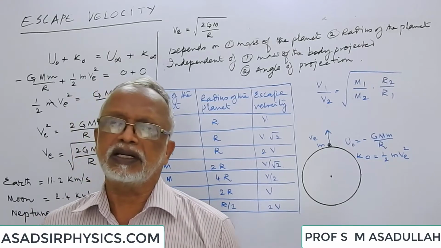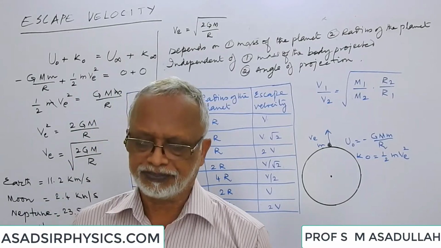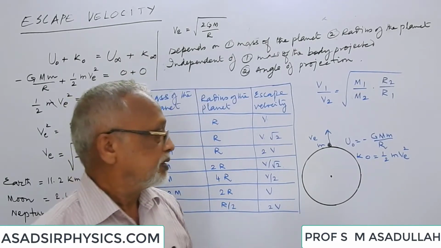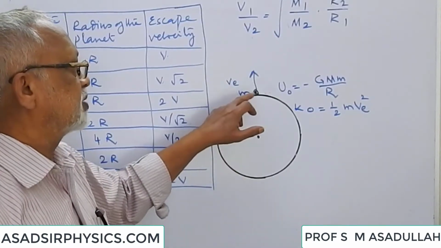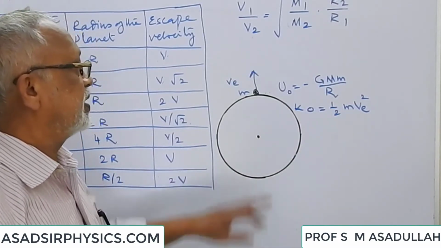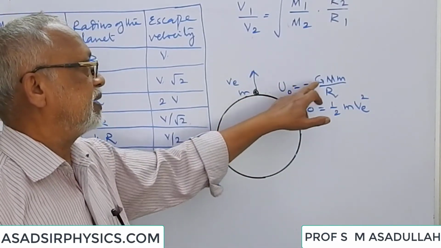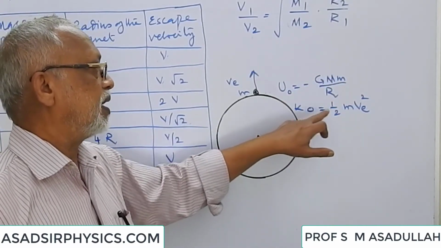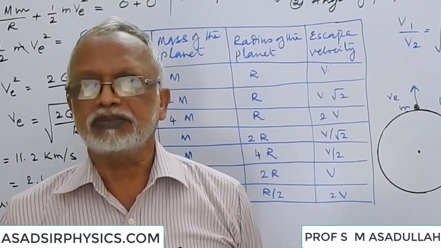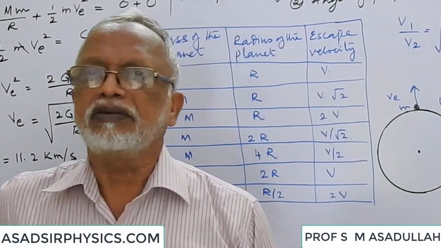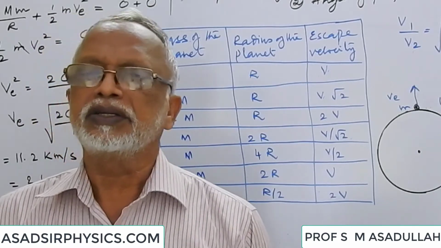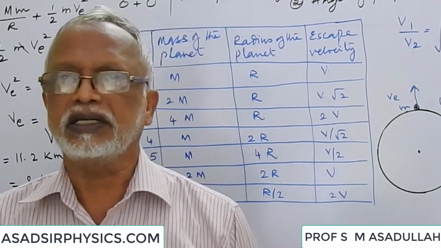For that, we may consider the principle of conservation of energy. Suppose capital M is the mass of the Earth and capital R is the radius of the Earth. Suppose a body of mass small m is projected from the surface of the Earth with escape velocity v. So here it has potential energy minus GMm by R and kinetic energy half mv square. At infinite height, its potential energy will become zero. From the definition, the escape velocity is the minimum velocity just to reach an infinite height. So at that infinite height, the kinetic energy is zero.